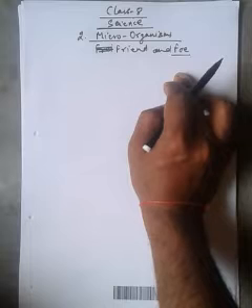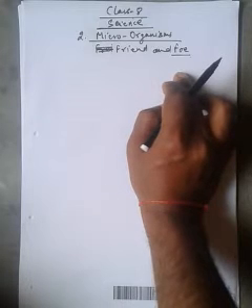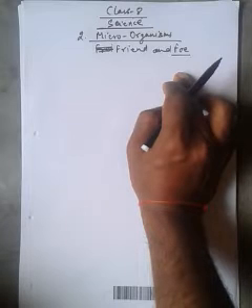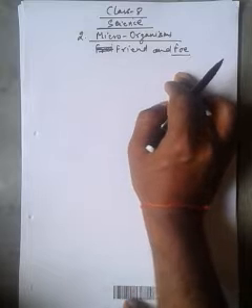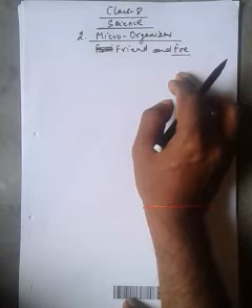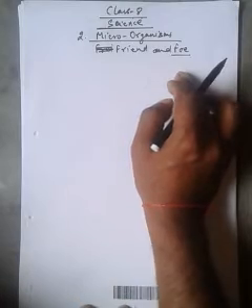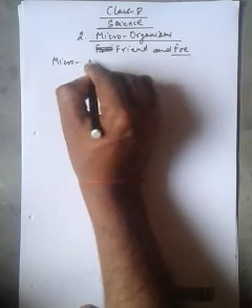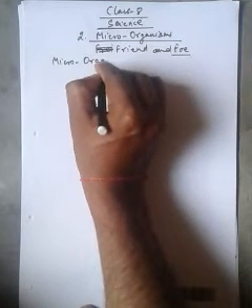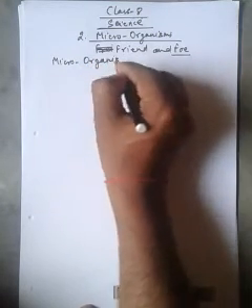First of all, I want to define the term microorganism. Microorganisms are those organisms which are very small in size and that cannot be seen with a naked eye. So first of all, write down this definition of microorganism.